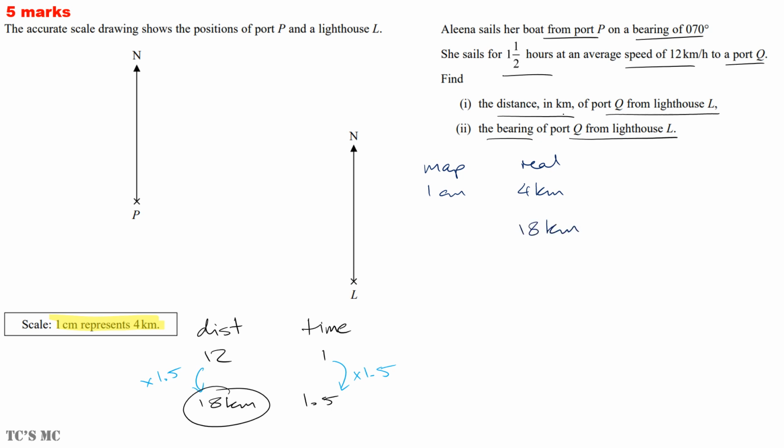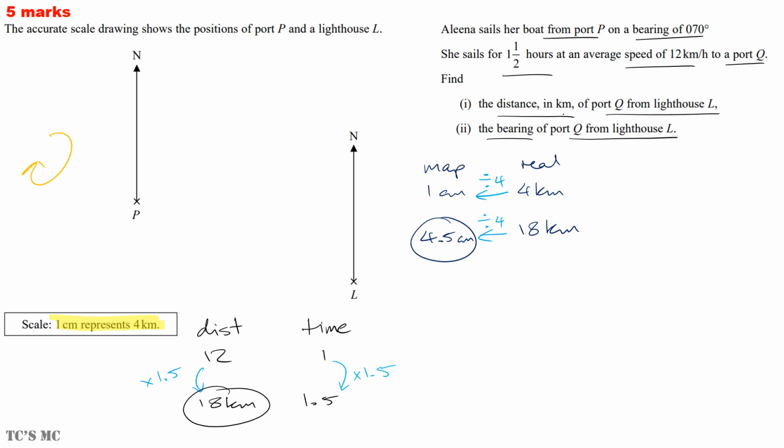If we go from 4 to 1, we need to divide by 4. Do the same. 18 divided by 4 is half 9, half again, so 4.5 centimeters. We now have our second mark. Remember, bearings are always measured from the north line and they are always in a clockwise direction.